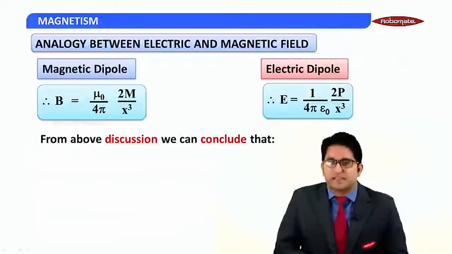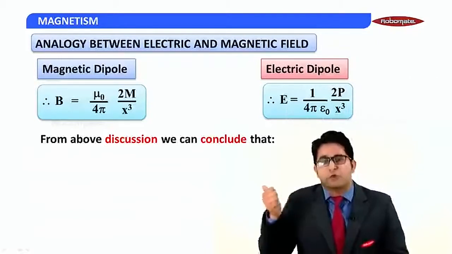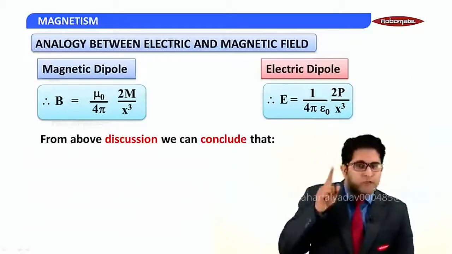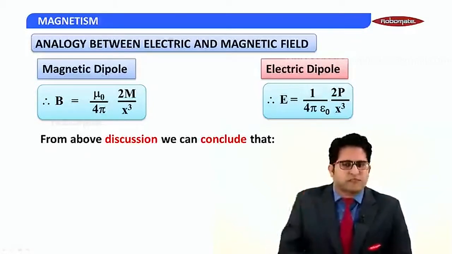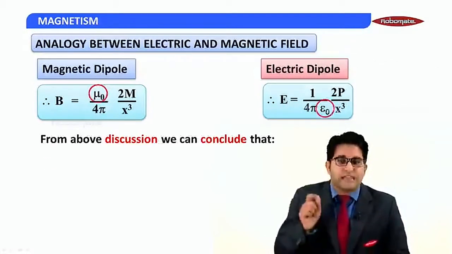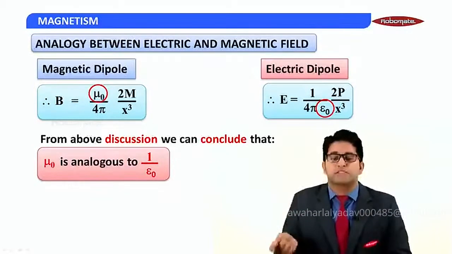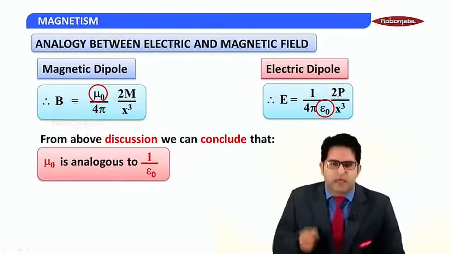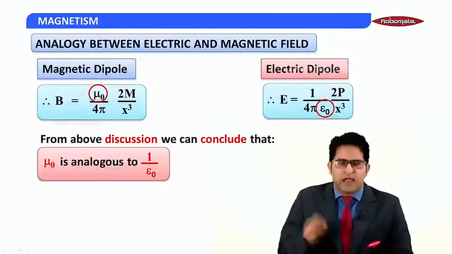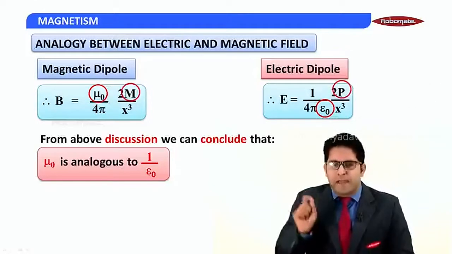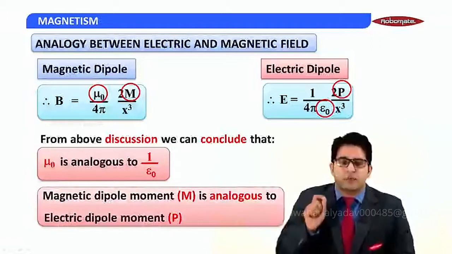Now let us analyze these two formulas carefully. In the formula of B, we have mu naught upon 4 pi, and over here we have 1 by 4 pi epsilon naught. If I compare these two formulas, I can say mu naught is analogous to 1 upon epsilon naught. What is mu naught? Mu naught is the permeability of free space. And what is epsilon naught? Epsilon naught is the permittivity of free space. At the same time, I can say the magnetic dipole moment is analogous to the electric dipole moment.